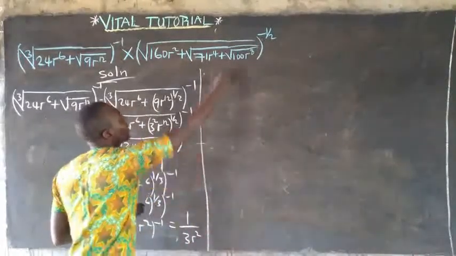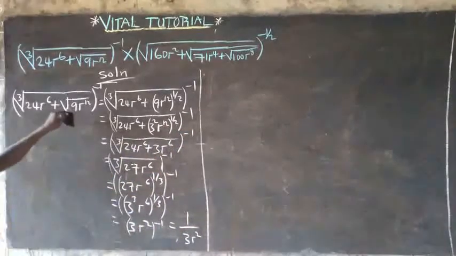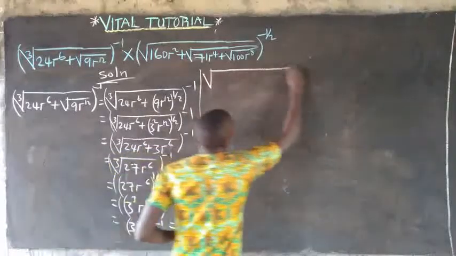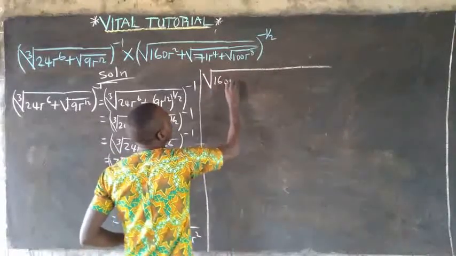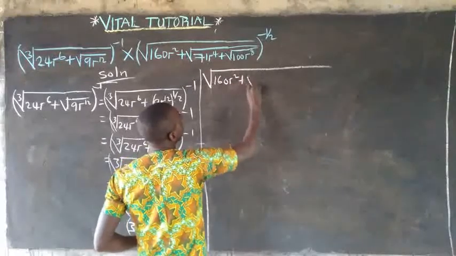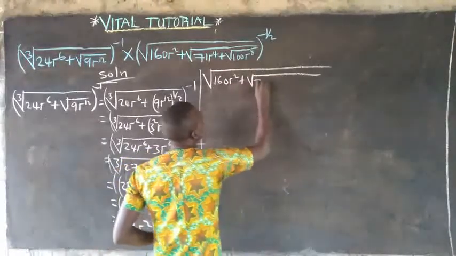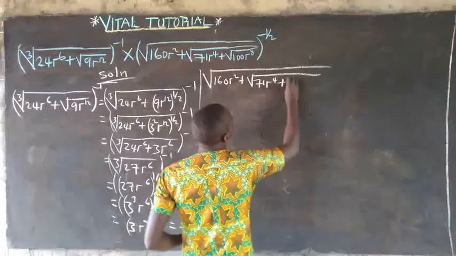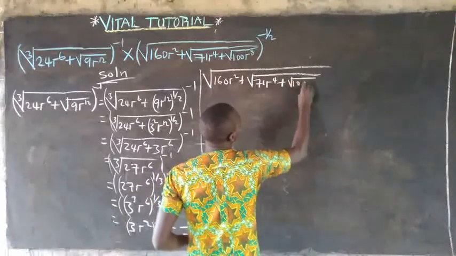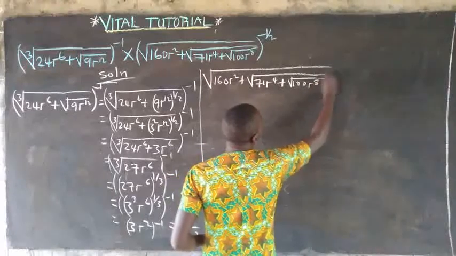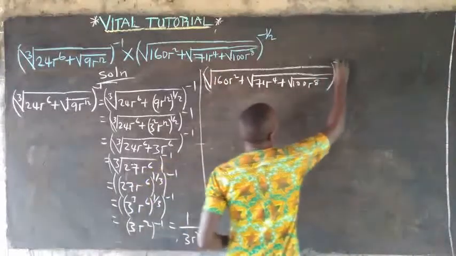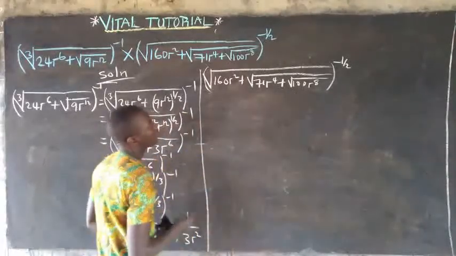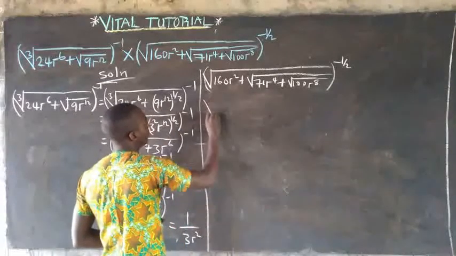You'll be starting with the inner part as I did here. So we'll do the same thing right here. So this is the question here: 160 r raised to the power of 2 plus the square root of 71 r raised to the power of 4 plus the square root of 100 r to the power of 8. So everything to the power of minus 1 over 2. So the same thing. This is square root of 100 r to the power of 8.